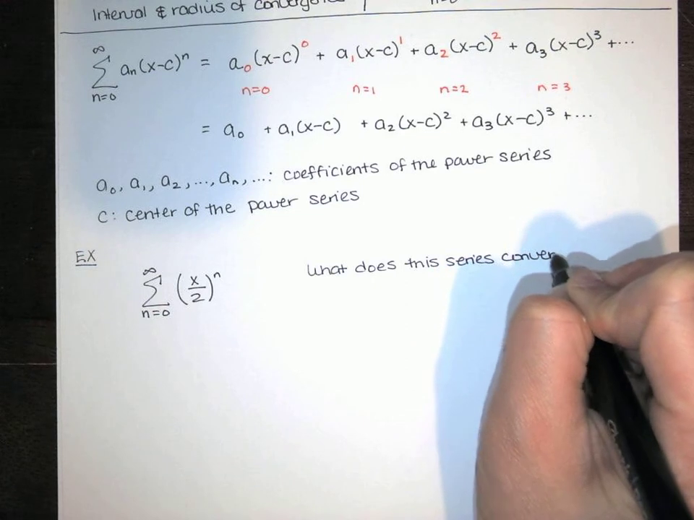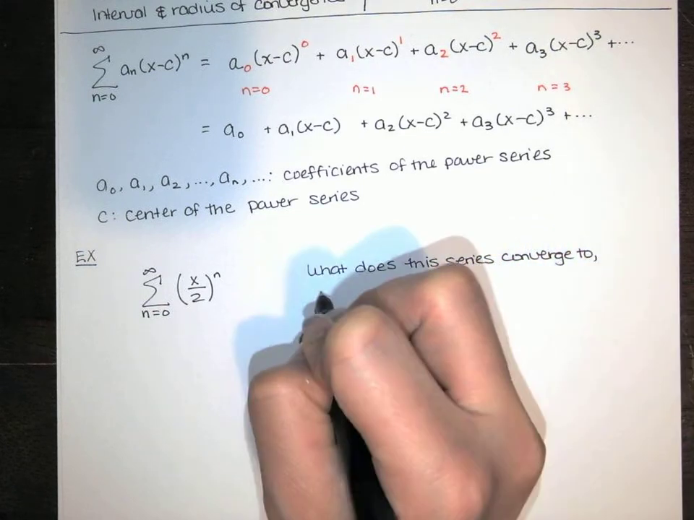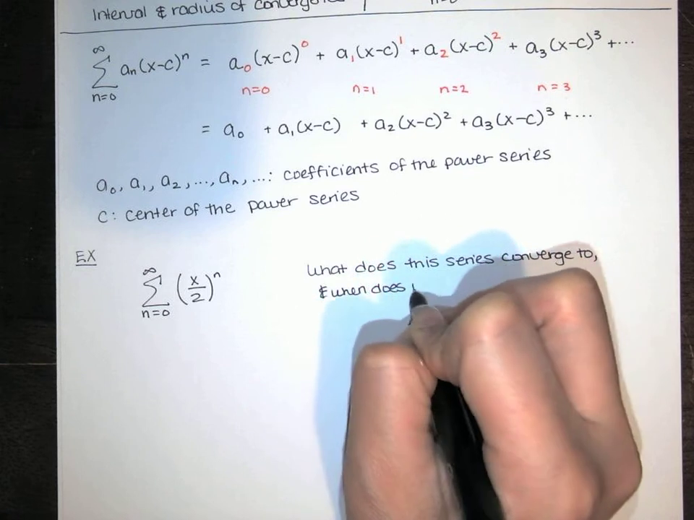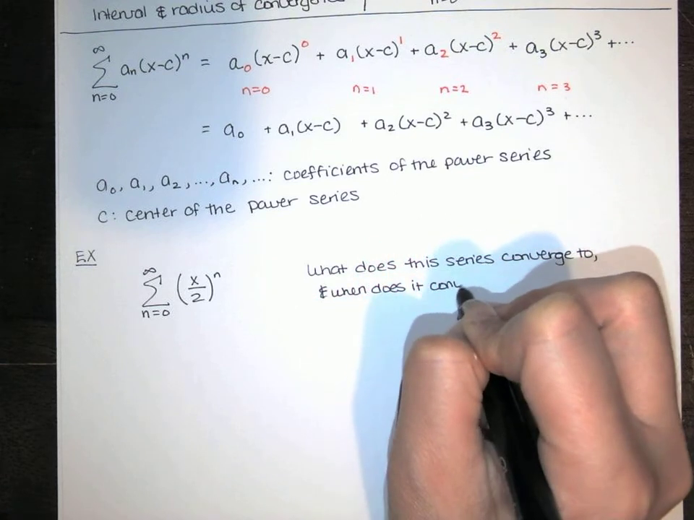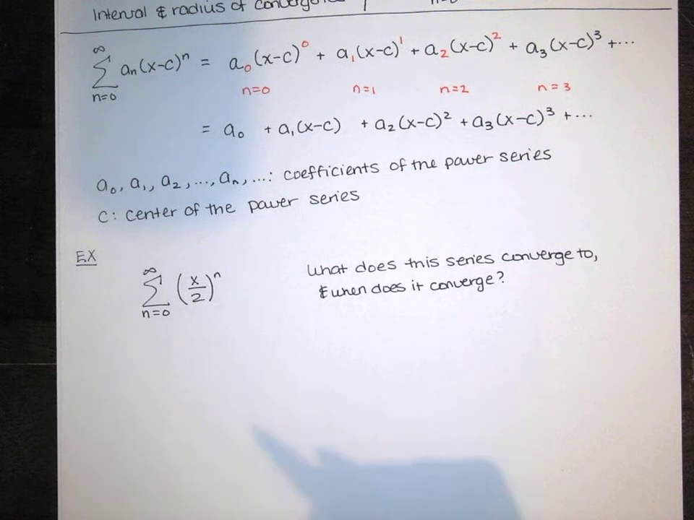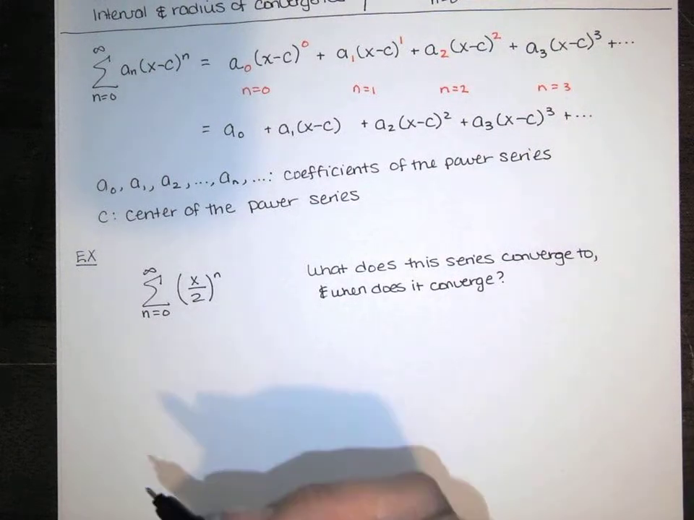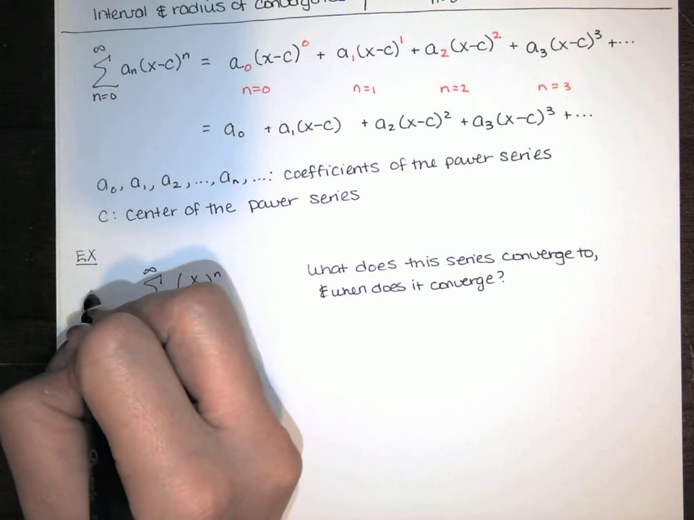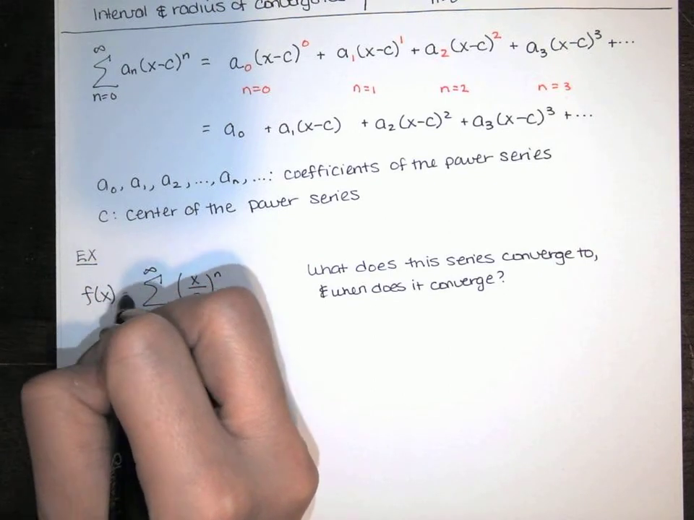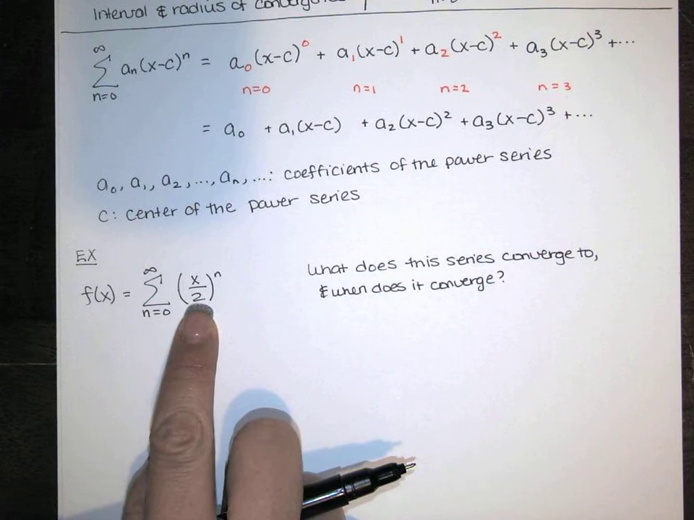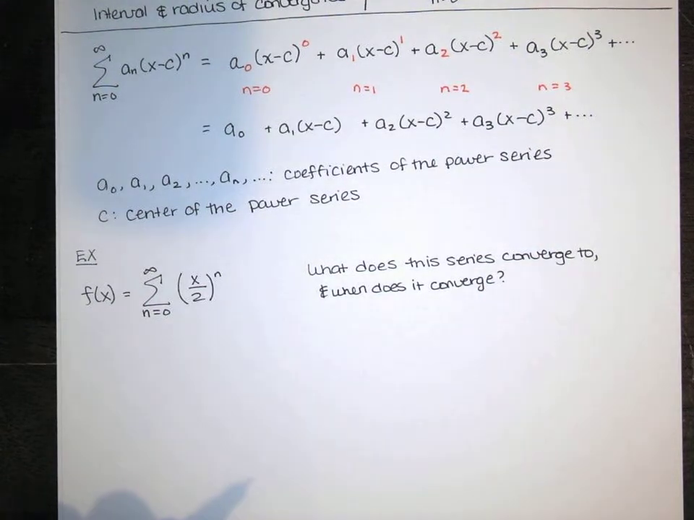What does this series converge to? And when does it converge? Because I'm thinking of this now as a function of x. I'm thinking, okay, this is equal to f of x, some function. What x values can I put in so that this converges to a number?